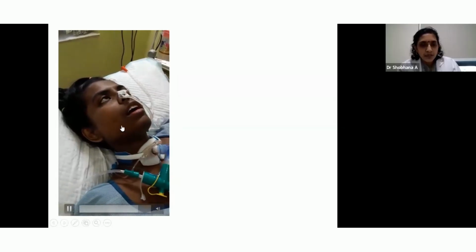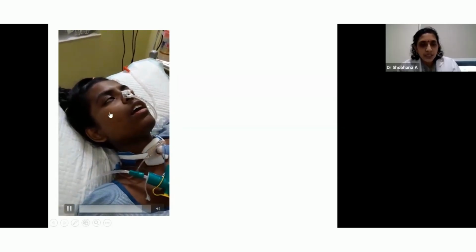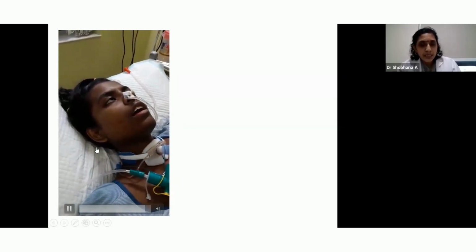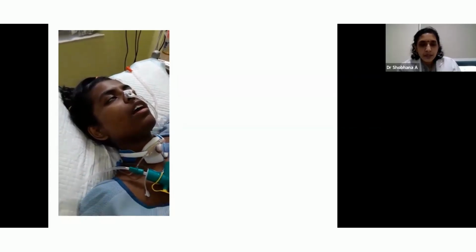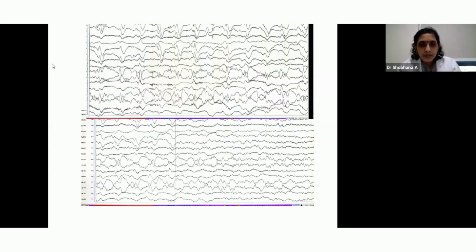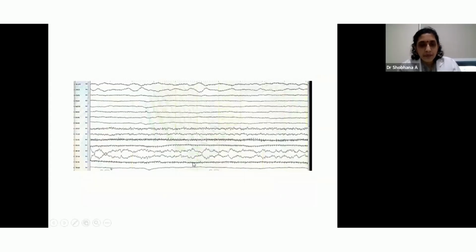See, now it stopped. See, just a few seconds, and she's dozing. So that's a seizure. Right? Once again, she had discharges, and it goes with anti-epileptic. See, it's gone.